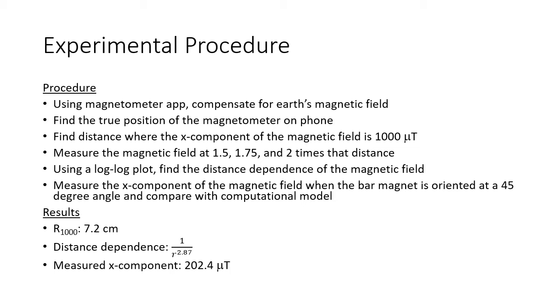Using a linear trend line on a log-log plot of the magnetic field versus the distance, I was able to determine the distance dependence of the bar magnet was 1 over the distance to the power of 2.87, which agrees fairly closely to the theoretical value of 1 over the distance cubed.